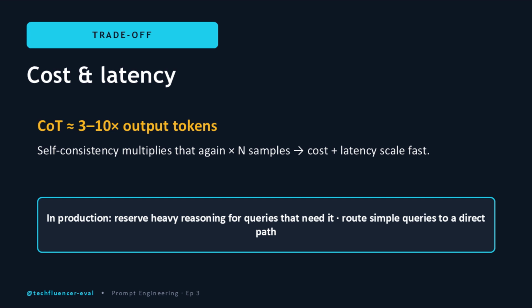Chain of thought multiplies output tokens, often 3 to 10 times, which directly raises cost and latency, and self-consistency multiplies that again by the number of samples. In a real product, you budget for this. Reserve heavy reasoning for the queries that need it, and route simple queries to a direct path.